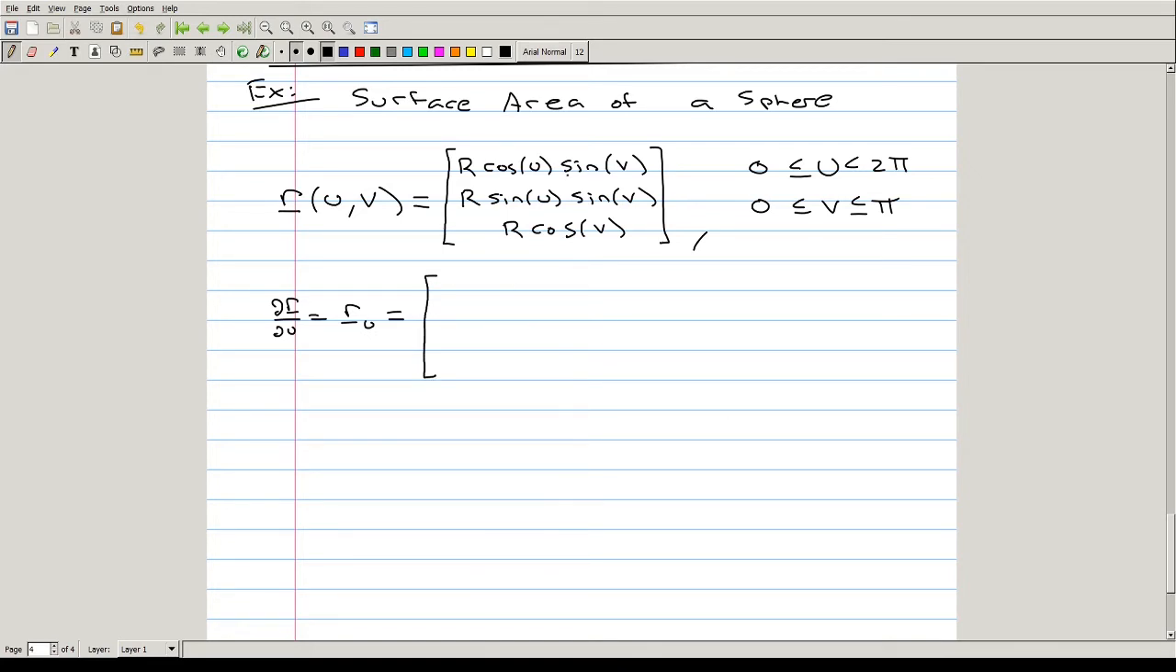But r_u is the u partial derivative of this, which is going to be negative r sine of u times sine of v. That's the partial derivative of the x component. The partial derivative of the y component with respect to u is going to be r cosine of u sine of v, and the partial derivative of the z component is going to be zero. It doesn't depend on u at all.